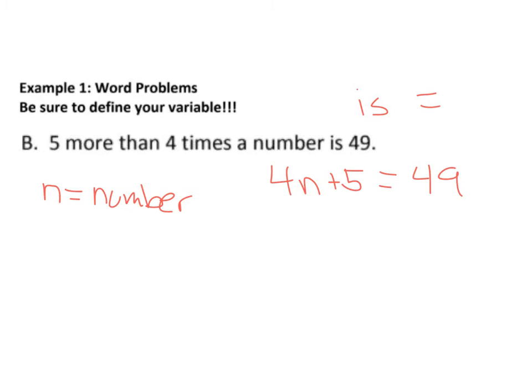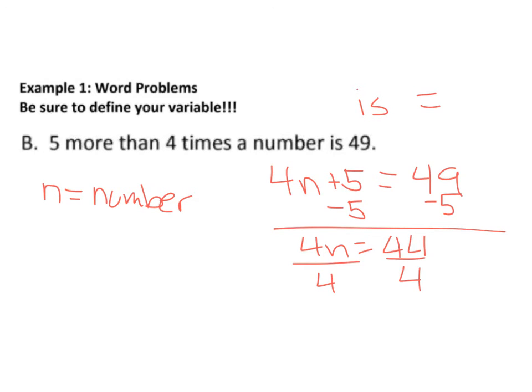Alright, now that we've got our equation and variable defined, use your inverse operations to solve. So first thing to do is subtract 5. That's multiply, so we divide. 44 divided by 4 is n equals 11, and since this is just n is a number, we're done.